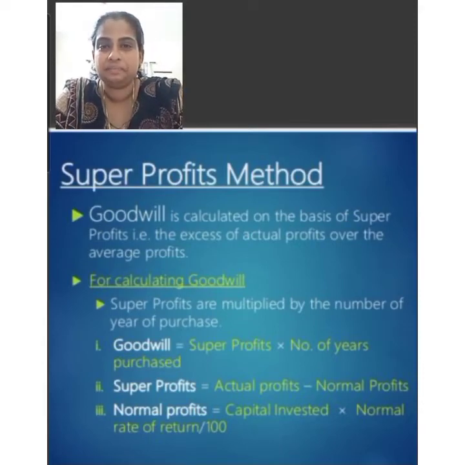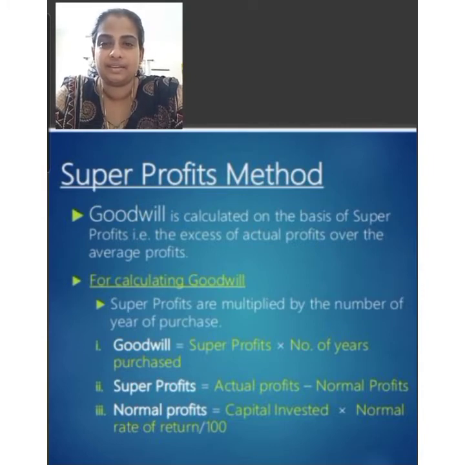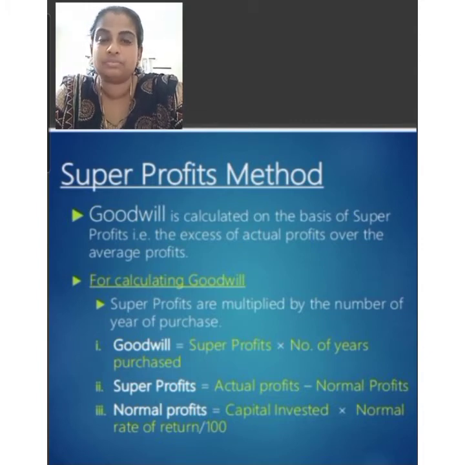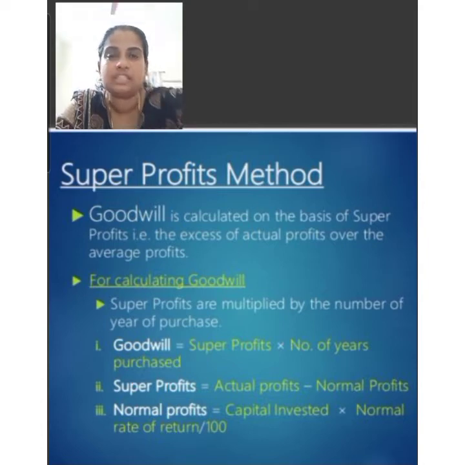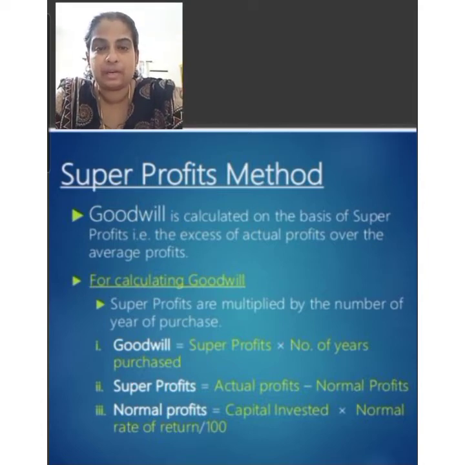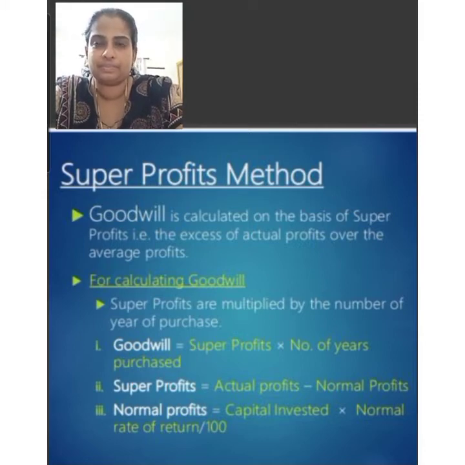My dear children, in this module, we are going to study the super profits method. This is the second method for calculating the amount of goodwill or valuation of goodwill. Under this method, goodwill is calculated on the basis of super profits, that is, the excess of actual profit over the average profits.